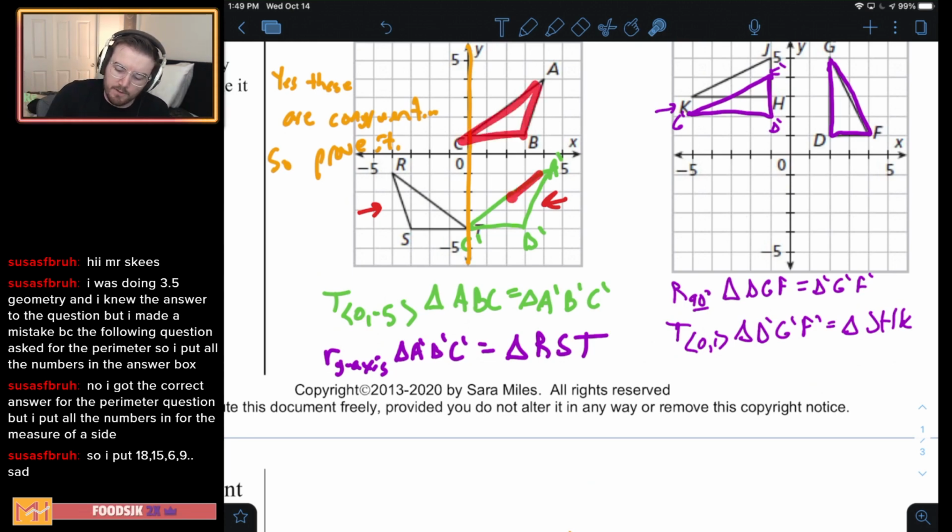When you look at these two figures, we know that this side is the same as that one, and this side is the same as that one, and this side's the same as that one. We know that to be true. And when we flip this guy, we know this side is the same as this one, and this side is the same as this one, and this side is the same as this one. Those are corresponding. They match up. So we call them corresponding.